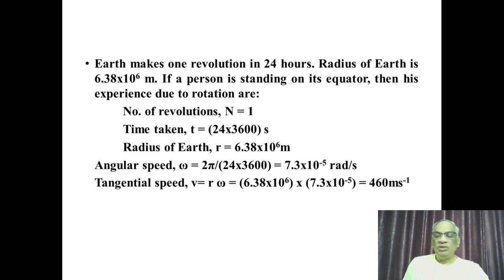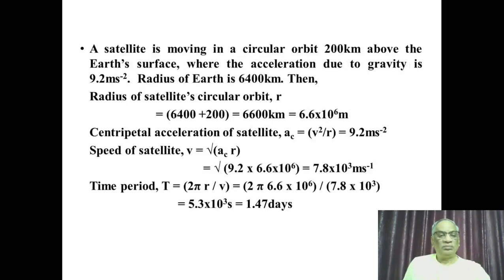So the number of revolutions is 1, and the time taken is 24 × 3600 seconds, because hours have to be converted into seconds. The angular speed omega is equal to 2π by T, that is 2π by 24 × 3600, so that is 7.3 × 10^-5 radians per second. Tangential speed v is equal to r omega, that becomes 460 meters per second.